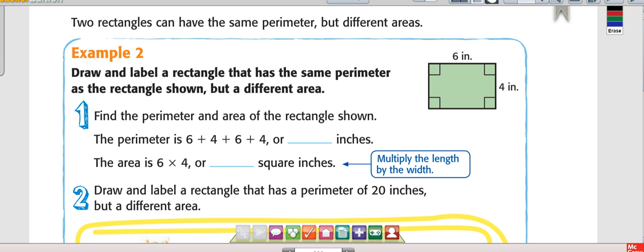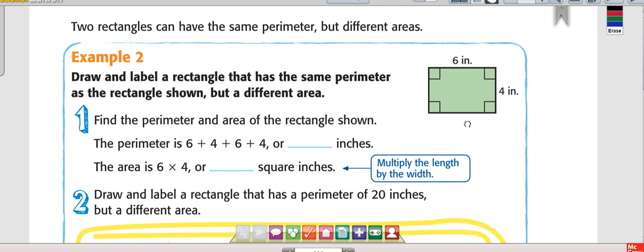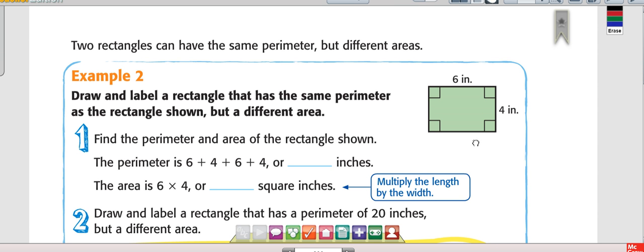However, I only see 2 numbers again. So I have to find the other sides. Obviously, when it comes to a rectangle, opposite sides have the same length. So I have 6 at the top, I'm going to have 6 on the bottom. And then 4 on the right, what am I going to have on the left? 4 as well. And I need to add all those.